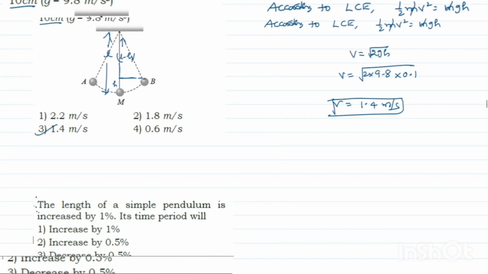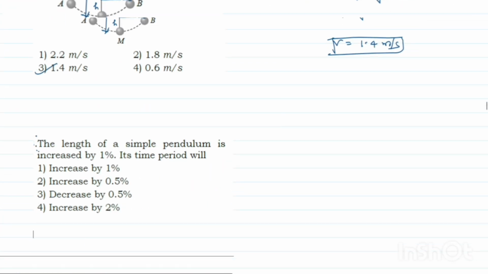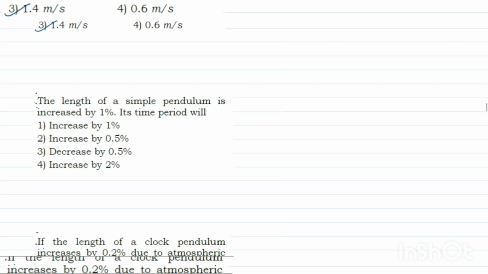Let us see the next question. The next question says the length of the simple pendulum increases by 1%. They are asking the percentage change in its time period. The time period formula is 2 pi into root over L by g. Here the time period is directly proportional to the square root of the length of the pendulum.